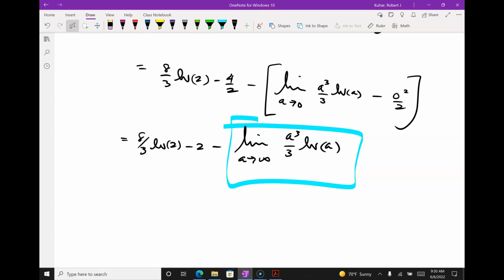And this is L'Hopital's rule. You remember L'Hopital's rule? So if I plug in this, what do I get? I get 0 times negative infinity, right? 0 times plus or minus infinity is an indeterminate form.